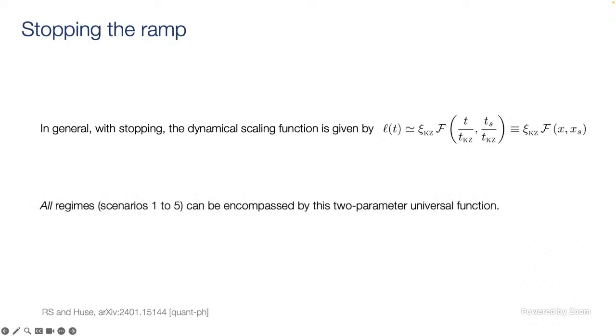And in terms of this 2-parameter universal function, all regimes in the 5 scenarios that I showed before can be addressed. All 5 regimes essentially correspond to different corners of parameter space for this 2-parameter function. The details are complicated, but if you're interested, you can find them in our paper. So this universal scaling function essentially gives you full information about what happens as you go through this one critical point.